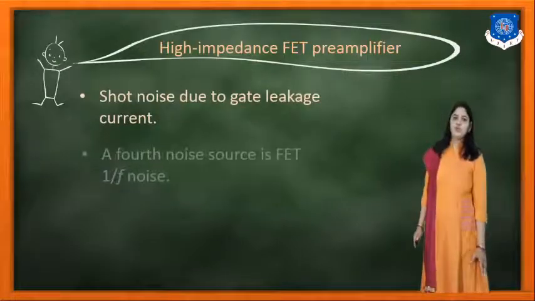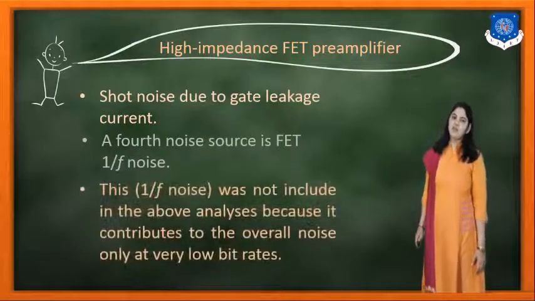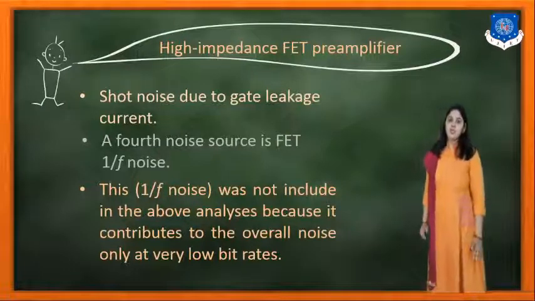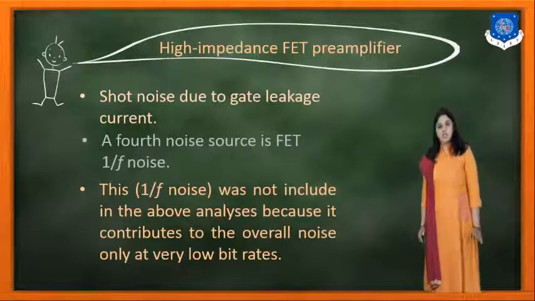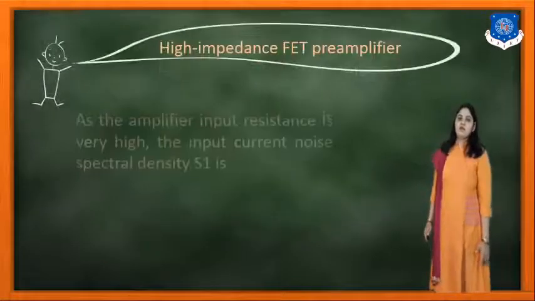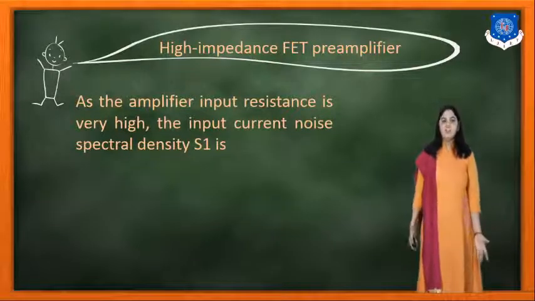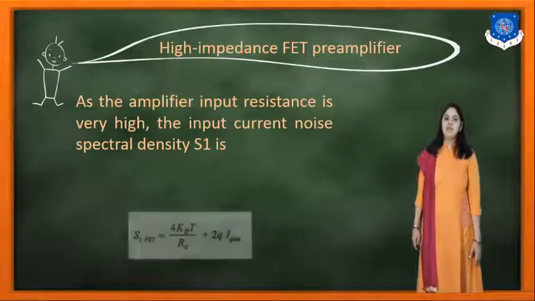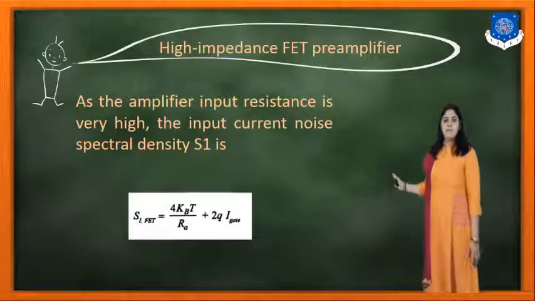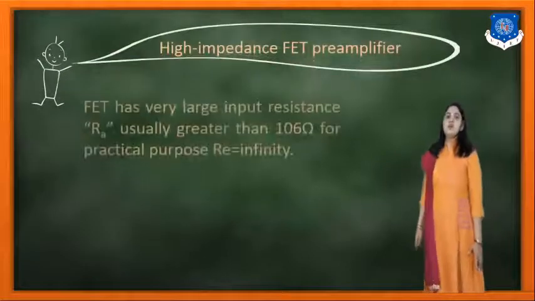The shot noise is due to the gate leakage current, and the fourth source is the FET 1/f noise. This 1/f noise was not included in the above analysis because it contributes to the overall noise only at a low bit rate. As the amplifier input resistance is very high, the input current noise spectral density S_I is denoted by 4kT/Ra plus 2q I_gate. So this is the equation using the FET.